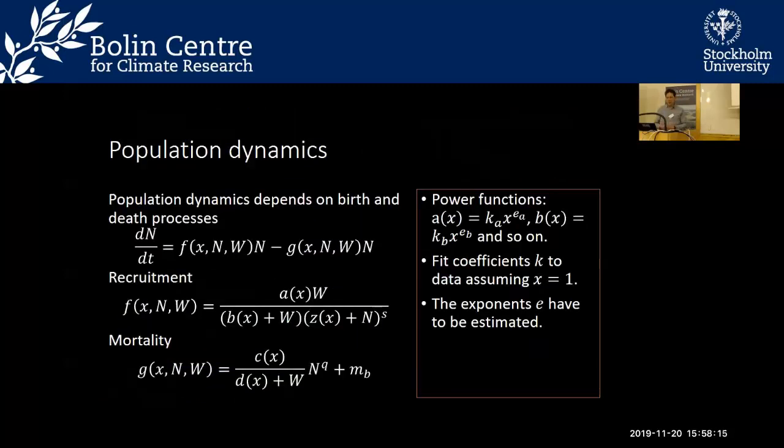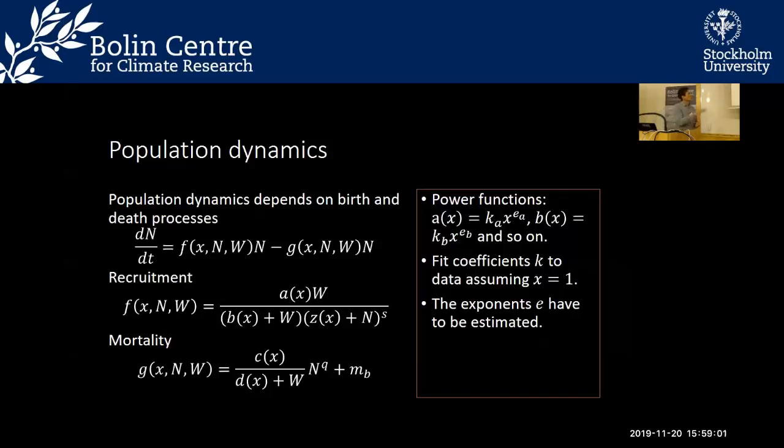Okay, so the population dynamics, I will not say too much about this, but as I said, we have recruitment and mortality, and the recruitment is just a saturating function of W. Mortality is a decreasing function of W, which is the soil water content. Then we have this option where we can switch density dependence on and off, with S and Q. By setting S equal to 1, we can have density dependence on the recruitment, and by setting Q equal to 1, we can have density dependence on the mortality. Then we also have background mortality, which is important, which is the MB.